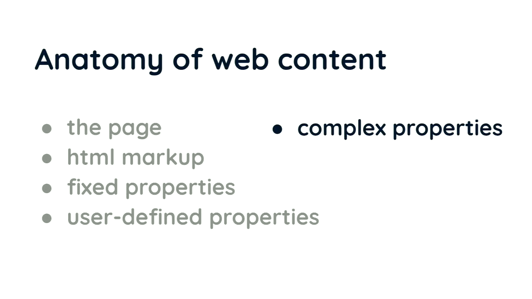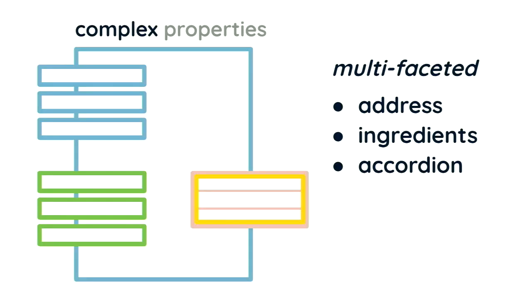Then we get into complex properties. We get into things that are not just a piece of text. It's things that might be a whole bunch of combinations of text. There might be multiple of them. And really good examples of these on the right there are an address, like line one, line two, and the ingredients of a recipe. There might be five ingredients in a recipe, and some of them need numbers, and some of them don't.